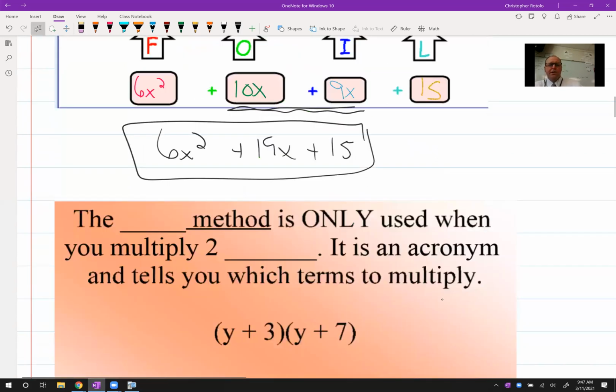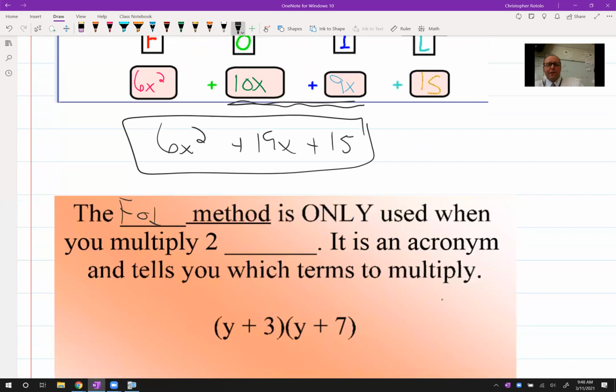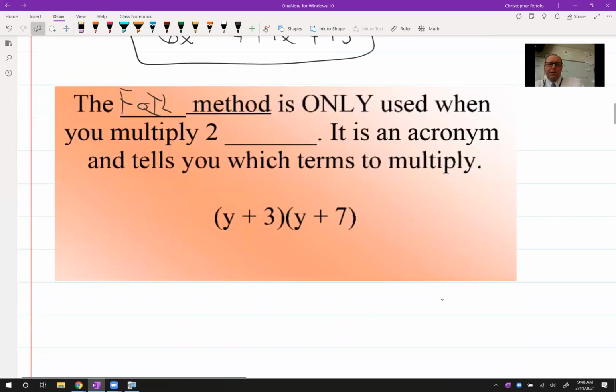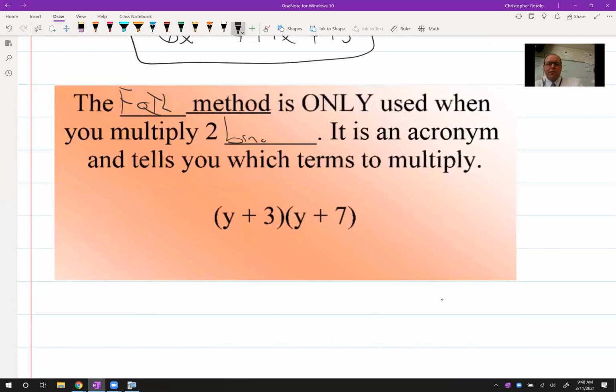Okay, so when do I do this? This is called the FOIL method. And when do I use it? When I have two, what? When it has two terms, right? That's a binomial. All right, it's an acronym. Yeah, I was pretty sure that's what it was.